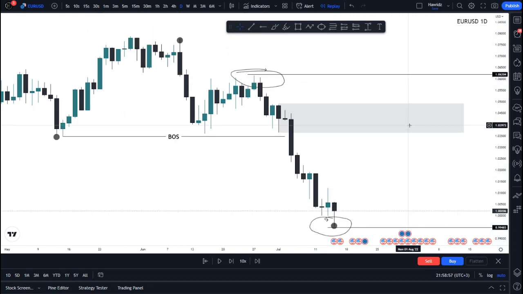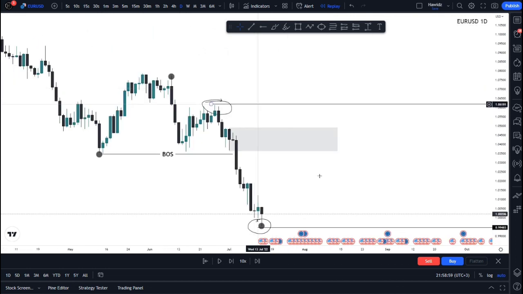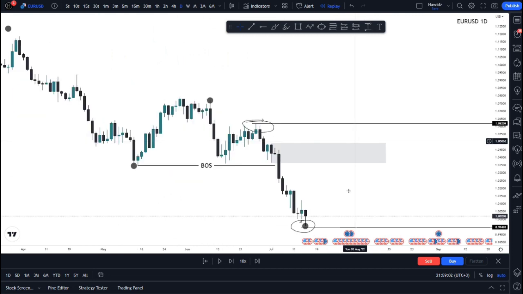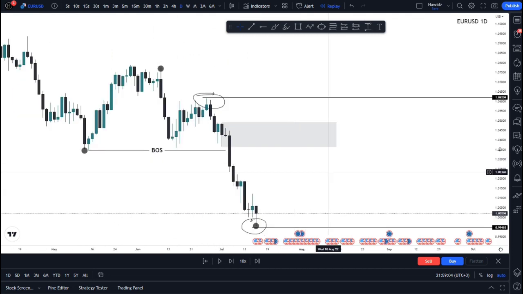Now, again, this is not financial advice of any sort. This is just based on my perspective, my understanding throughout my years of trading.